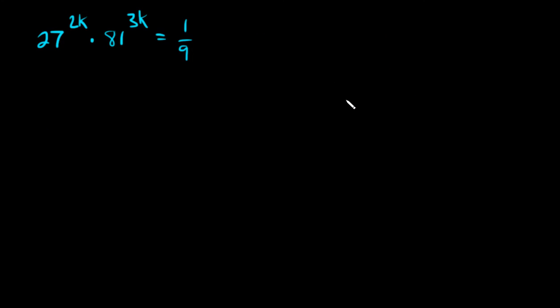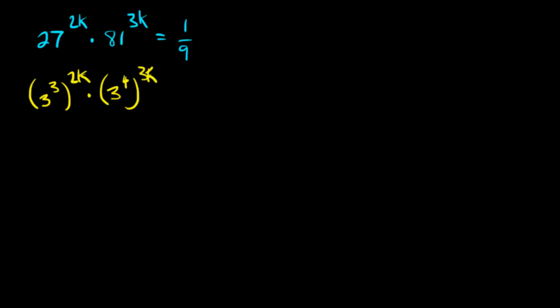Okay, last one, and this one is a bit tricky, not too bad though. Let's first choose a good color here. Alright, so now 27, 81, and 9. They all have a base 3. So let's change all these bases. Let's say 27 is 3 to the 3rd power, which then can be raised to the 2k as it was before. 81 is 3 to the 4th power, and that's raised to the 3k power.